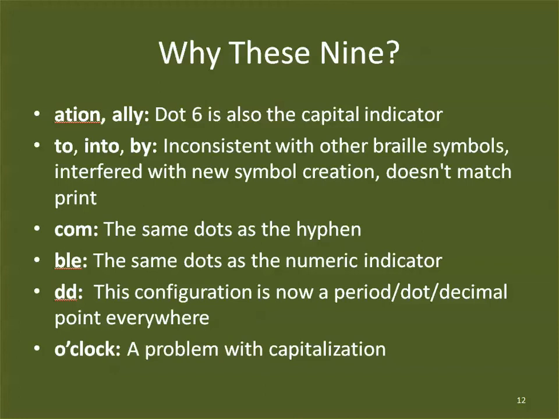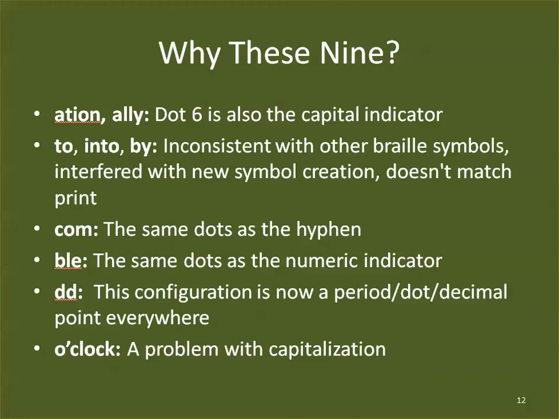The COM contraction, of course, had the same dots as a hyphen, so there were all kinds of rules about when you could use it and when you couldn't. The BLE contraction has the same dots as the numeric indicator, and again, in today's world, we have numbers in the middle of words all over the place, and it's difficult even for a human, a person, to know whether that is BLE or the numeric indicator. So we're not using it as the contraction for BLE anymore.